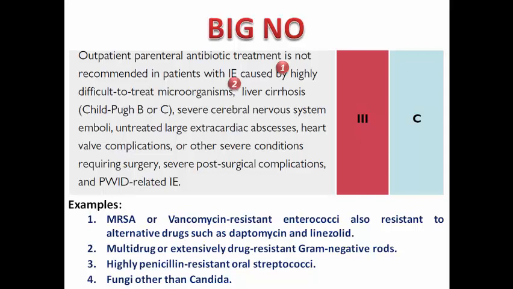Also, liver cirrhosis Child B or C, severe CNS emboli causing strokes or intracerebral or subarachnoid hemorrhage due to mycotic aneurysm, untreated large extracardiac abscess like, for example, splenic abscess or spondylodiscitis, heart valve complications that need surgery or other severe conditions requiring surgery, severe post-surgical complications if the patient had valve replacement, and of course, people who inject drugs should continue their treatment in the hospital for treating the infection and starting psychotherapy in order to prevent relapse into drug use.